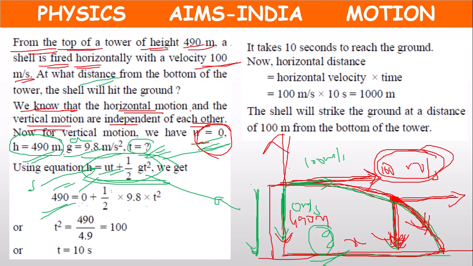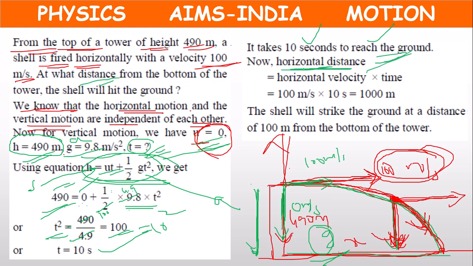So 9.8 t square, 2 into 4.9 is 9.8, 4.9 will come down, 490 by 4.9 equal to t square, 4.9 100 times 490, so t square equal to 100, which can be written as 10 square, square cancel, t equal to 10 seconds. So it takes 10 seconds to reach the ground.